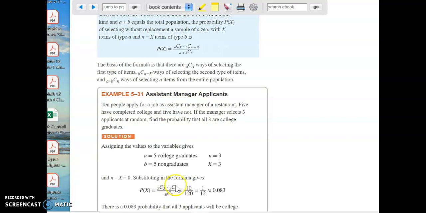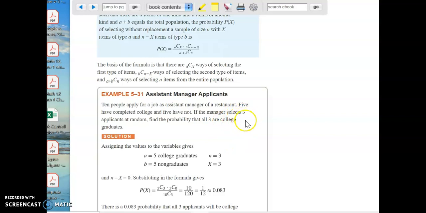Over here, we have non-college graduates. So if 3 out of the 3 applicants are college graduates, that means that 0 of the 5 non-college applicants are chosen. I hate this problem because the numbers can kind of get in your way. But do you see what's going on here?